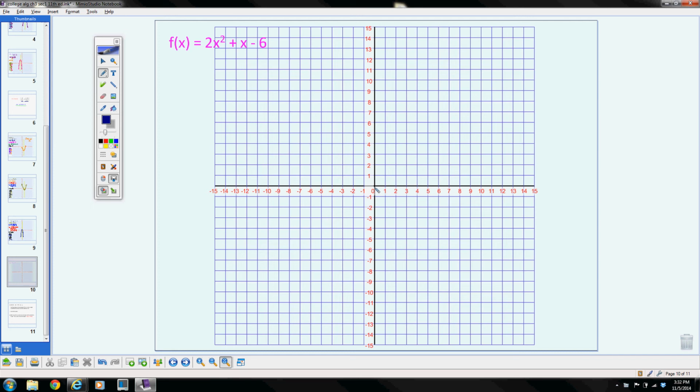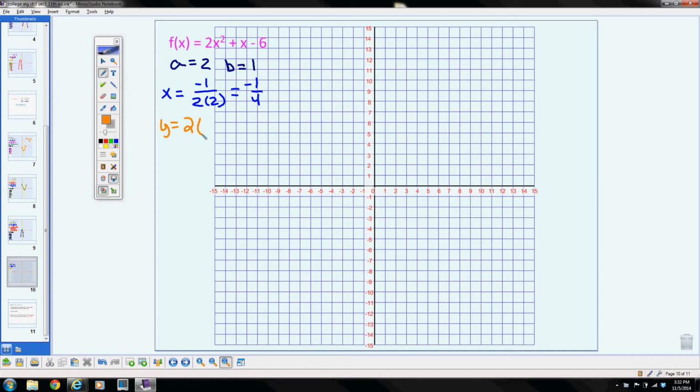One more that is in quadratic form. On this one, my a is equal to 2, my b is equal to positive 1. So to get my x value, I'm going to do negative b, which is negative 1, over 2 times a. I end up with a negative 1/4. Now let's get our y value. To get our y value, you plug in the x value to the original equation.